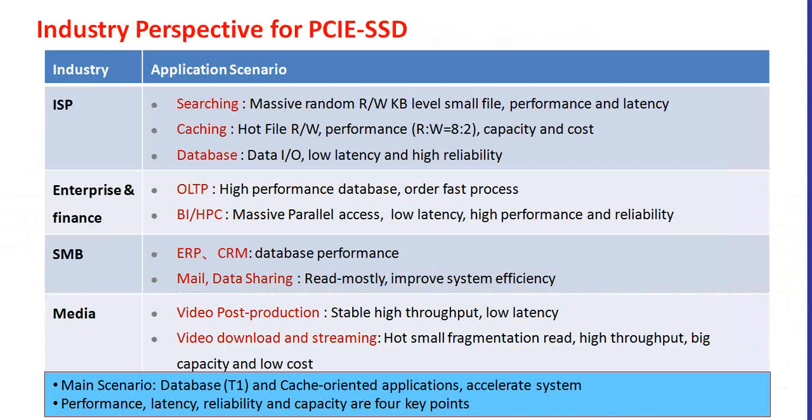Then we got SMBs. You got lots of CRM, database performance, low latency. They have data sharing issues. They do one write and many reads. They can take advantage of the PCIe as well.